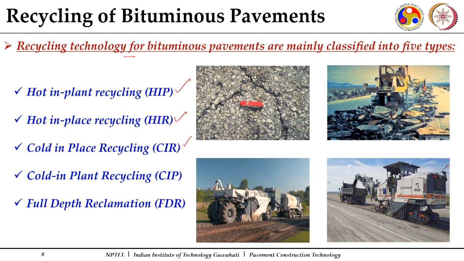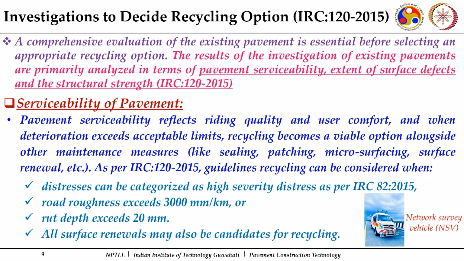Then we have cold in place recycling also, again similar to hot in place recycling. Similarly, we have cold in plant recycling, where the hot mix plant involvement is there, and then there is full depth reclamation also. So, these three are more related to cold mix technology, and the first two are more related to hot mix technology. Now, 5 different categories are there which can be worked out.